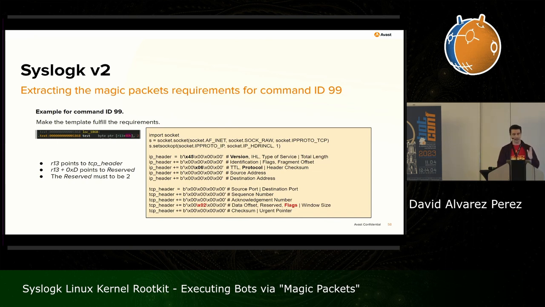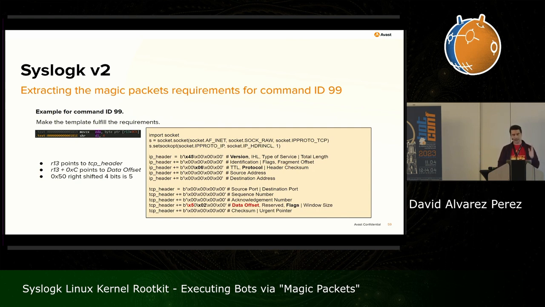You can see that R13 is pointing to the TCP header plus D in offset, starting the count at 0. We can see that it points to the flags, which are compared against the constant 2. So we put a 2 in our template. Then you can see that it gets the higher nibble of a byte that is 5.